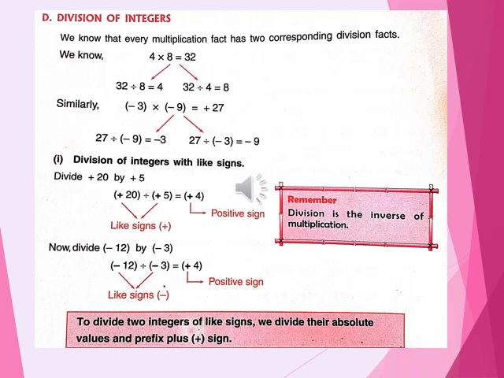Like in multiplication also, we have seen the same sign convention. When the two numbers have the same sign, they just cancel, and in the answer we have to write the positive sign. So to divide two integers of like sign, we divide their absolute values and prefix a plus sign. Again I will repeat, when two negative numbers or two positive numbers are there, the sign is always positive. And one more thing you have to remember, dear students: division is nothing but the inverse process of multiplication. So both the operations are inverse operations of each other.